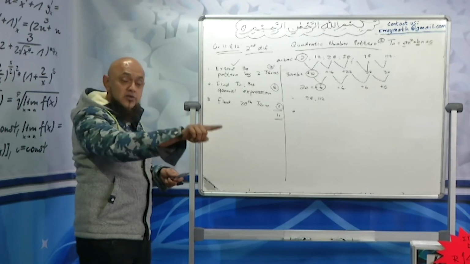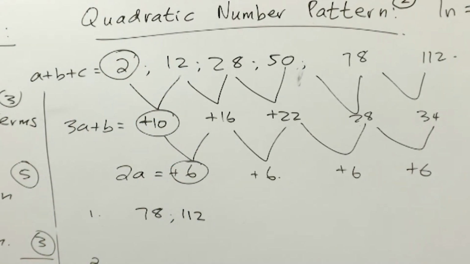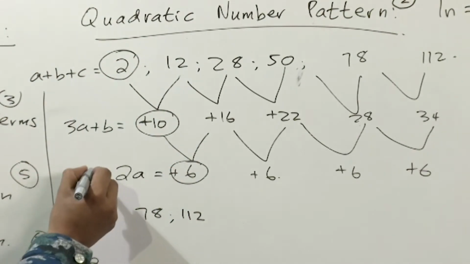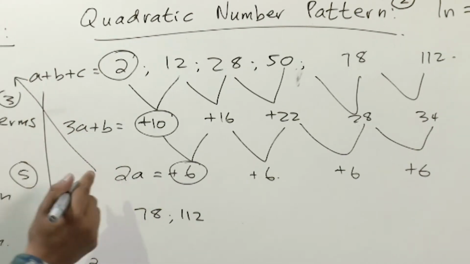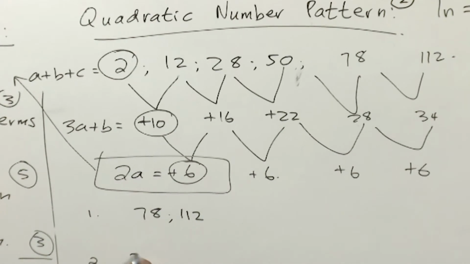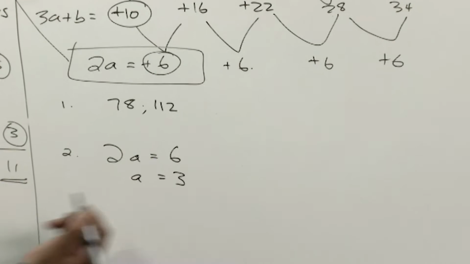So 2a is equal to your second difference. 3a plus b is equal to your first difference. A plus b plus c is equal to your first term. And start solving from the bottom up. So let's start. Remember, we said from the bottom up. So here's your first equation. 2a is equal to 6. So a is equal to 6 over 2, which is 3.